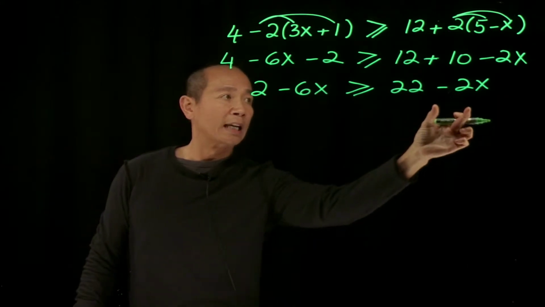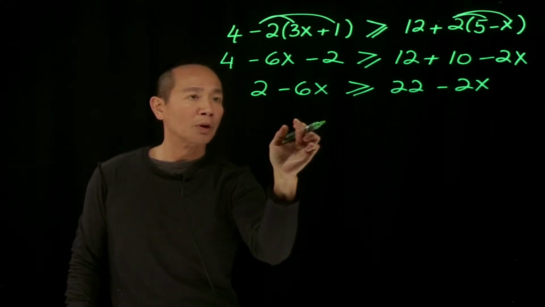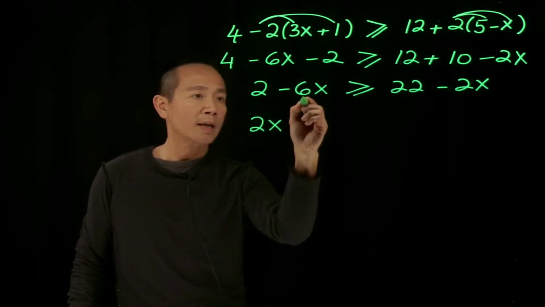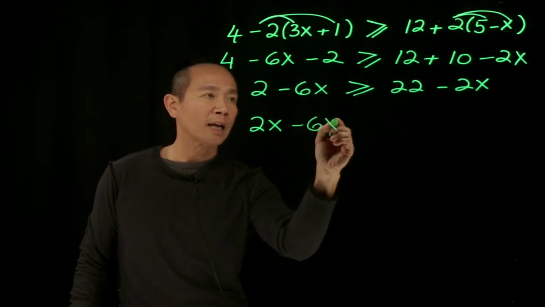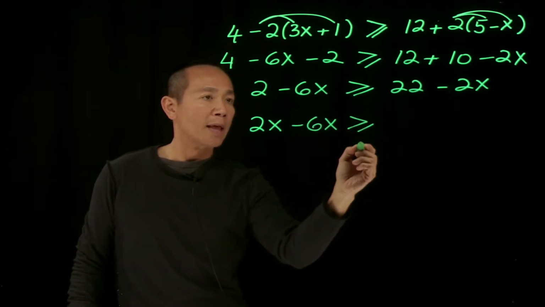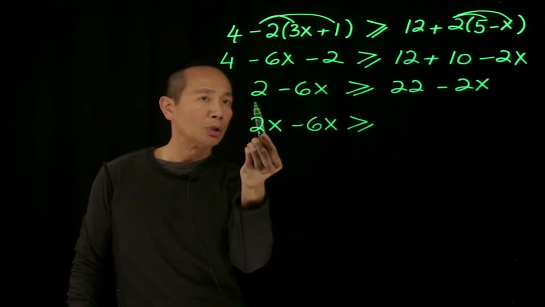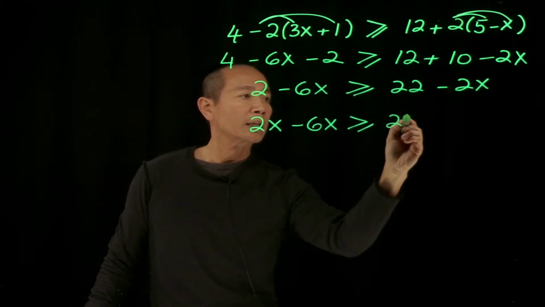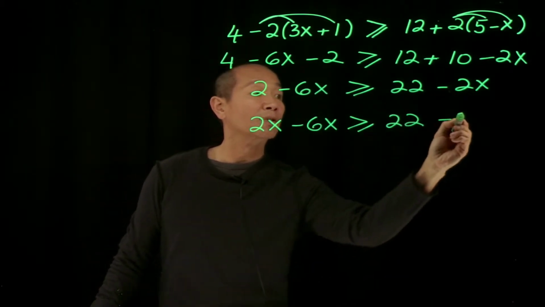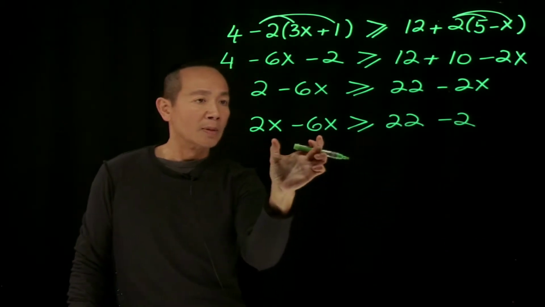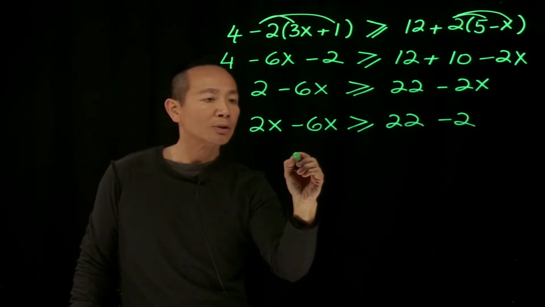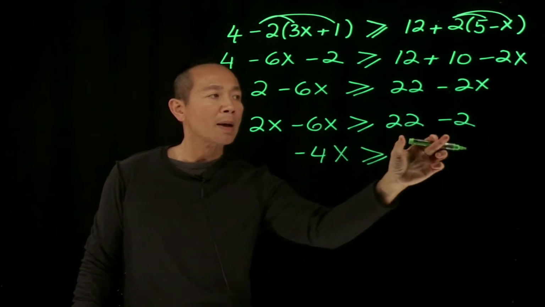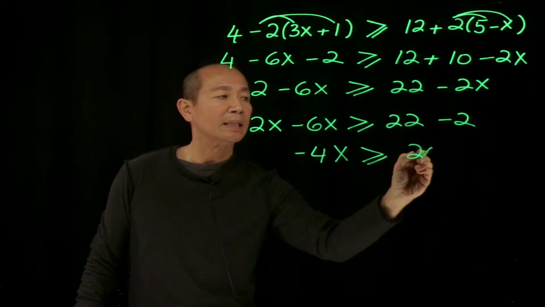So I have -2x, I carry it over, it becomes opposite, it becomes positive 2x. And here I have -6x at the beginning. And then I am going to carry 2 on this side over here, it turns to -2. So these two x terms combine to -4x. And these two numbers combine to 20.